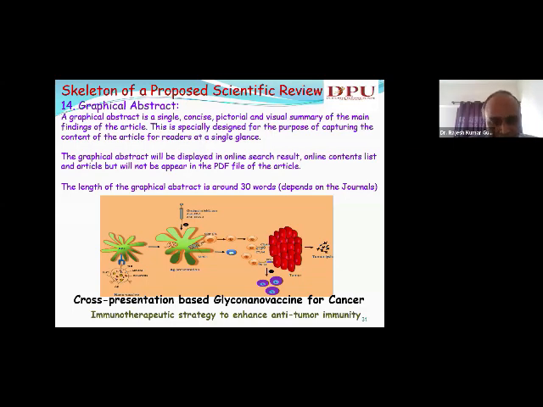This is the title. Another title is immunotherapeutic strategy to enhance anti-tumor immunity. So all the content we have tried to summarize in only 6-7 words, as concise as you can. In this, we have prepared a nano vaccine, which is taken up by antigen presenting cells, then some checkpoint inhibitors are there, and it leads to an anti-tumor response, and finally tumor lysis. That is our concept.